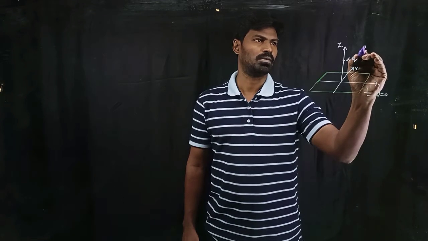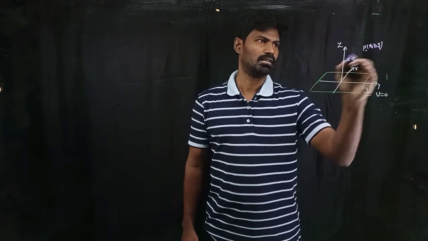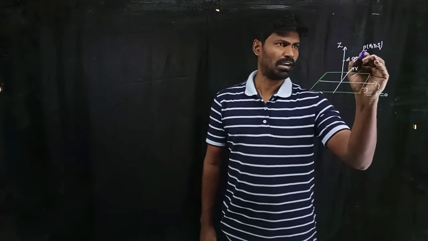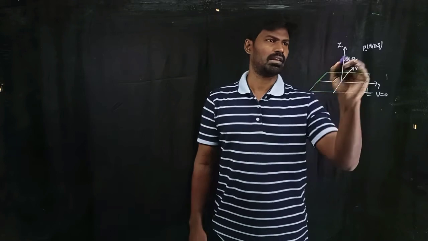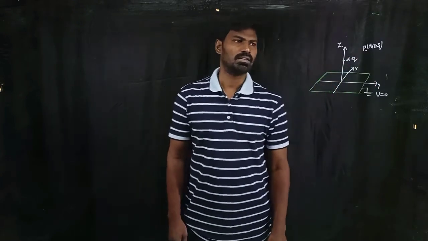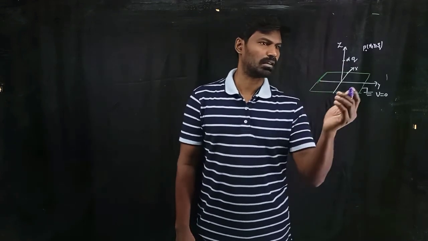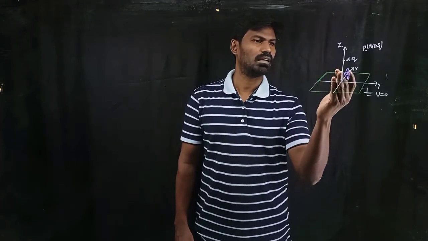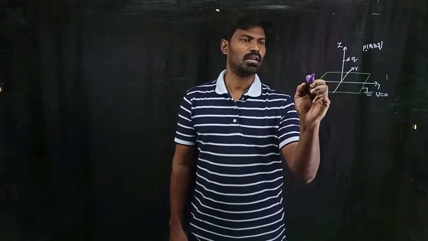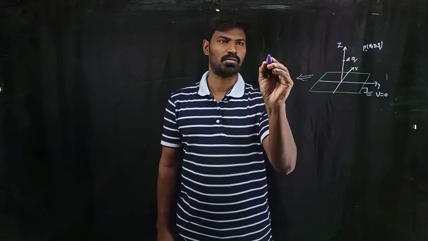Let me call this point P, whose coordinates are given by x, y, and z. I want to find out what is the electric field as well as potential at this point due to this configuration. This is the actual problem. This problem is converted into a problem like this. This problem is equivalent to a problem like this.